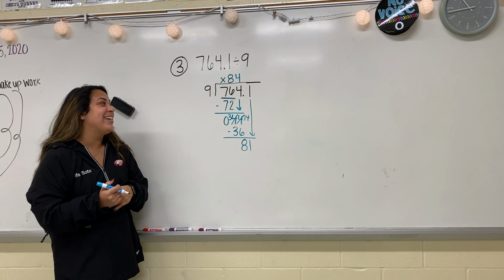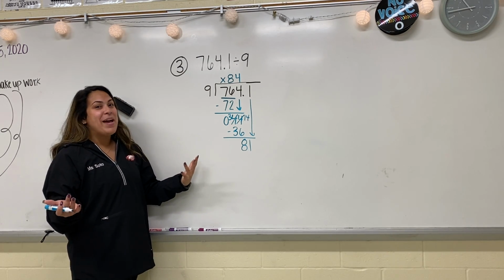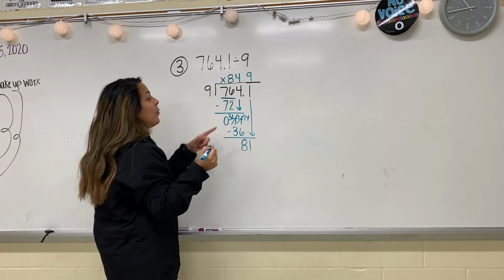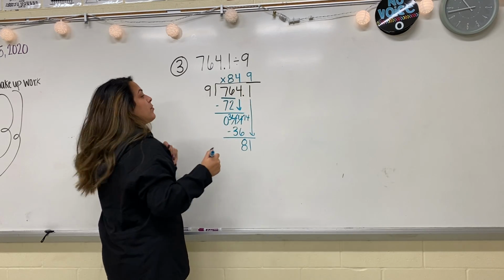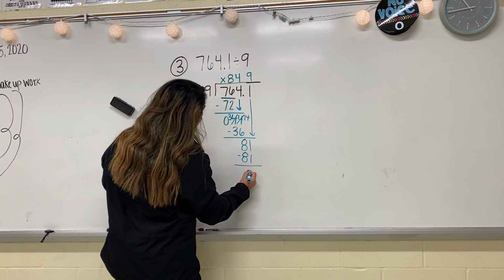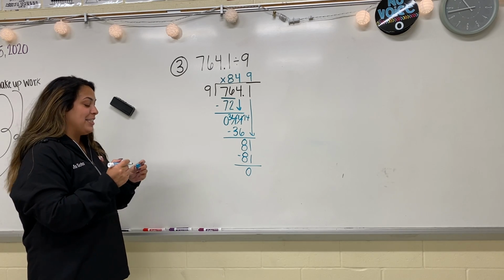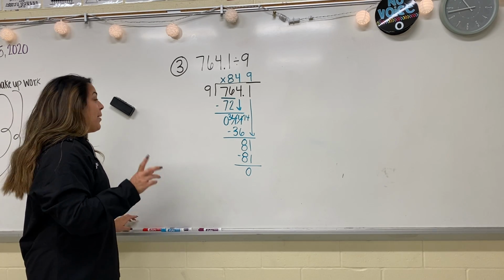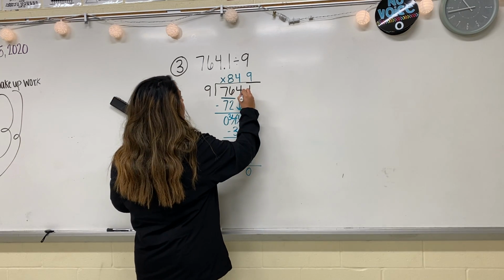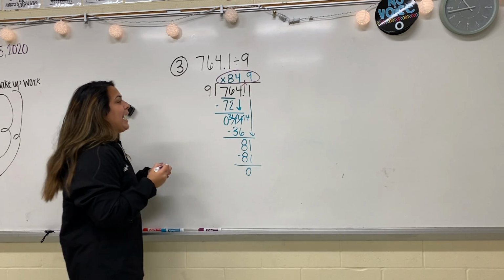And now I need to figure out how many times 9 can go into 81 evenly. If I know my math facts, I know that that is 9 times. So make sure you put the 9 above the 1. 9 times 9 is 81. We subtract. We zeroed out and we can't go anymore. So we are done solving. But I'm not done with my answer because remember I need a decimal point in my answer. So all I have to do is just bring up my decimal. So our answer is 84 and 9/10.